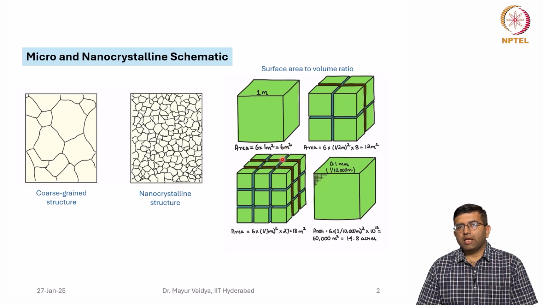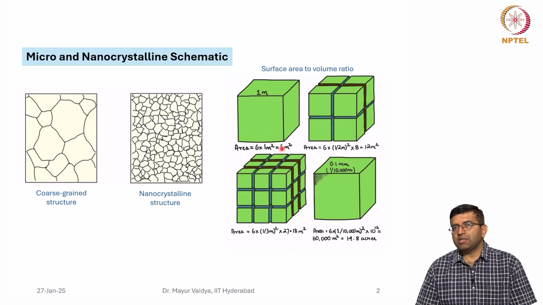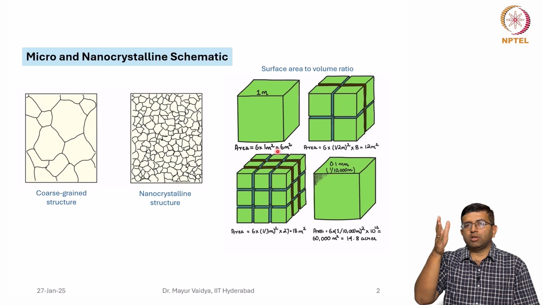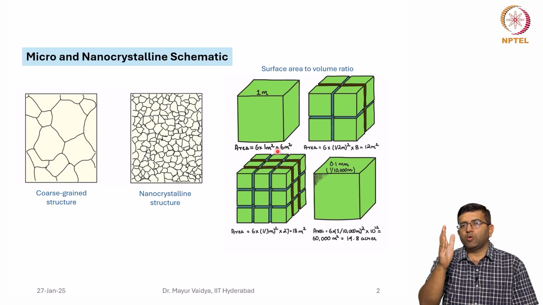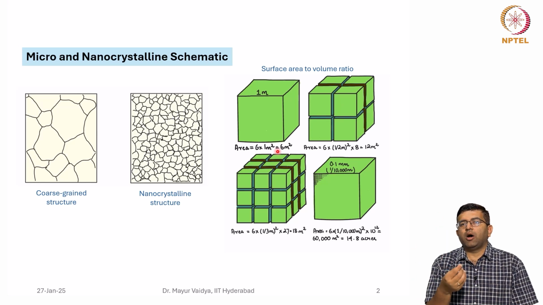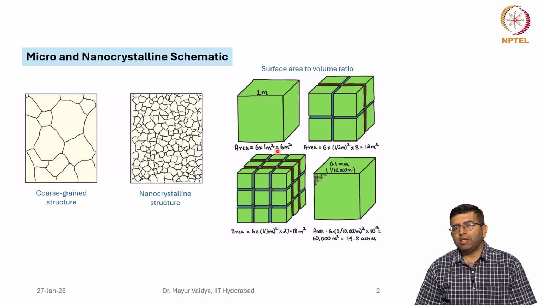Suppose I break it down into 27 equal cubes, where each will have an edge length of 1 by 3. The volume still remains the same, but if I calculate the surface area, it becomes 6 into (1 by 3) whole squared into 27, which is 18 meters squared. So just by breaking one single cube into only 27 pieces of edge 1 by 3, the area changes to 18 meters squared.